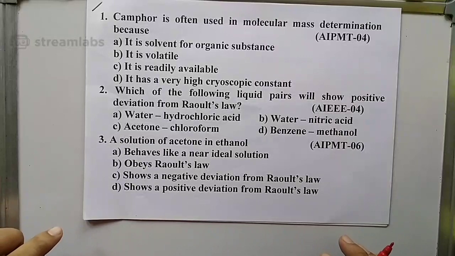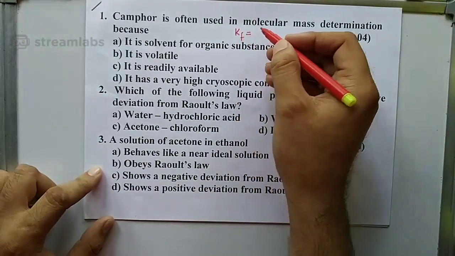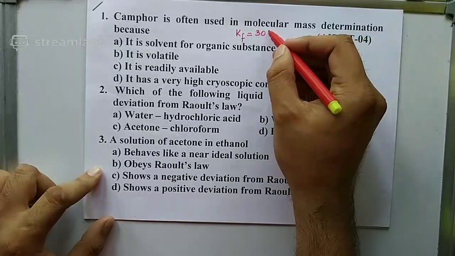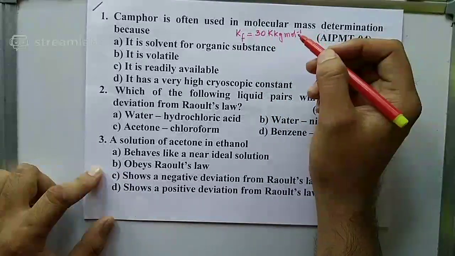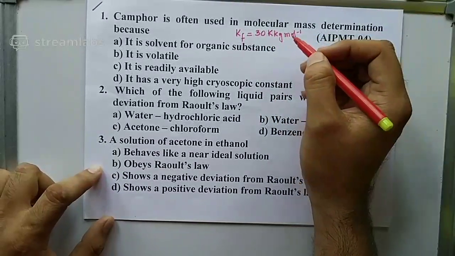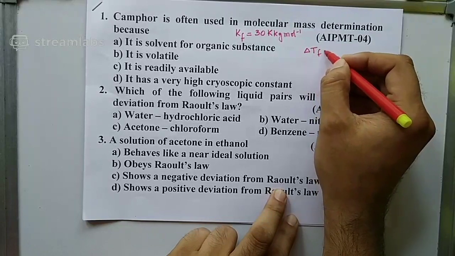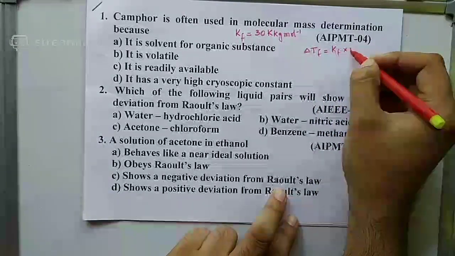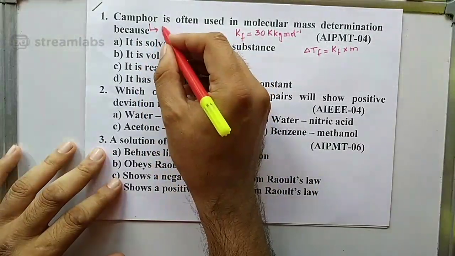We know that camphor is a very volatile substance, and you should know that the value of Kf for camphor is equal to 30 Kelvin kg per mole. Since the value of Kf is very high, it can be used for the determination of molar masses using the delta Tf formula. We know that delta Tf will be equal to Kf into m. Since the Kf value is very high, you can determine the molar mass of a substance using this as a solvent. Camphor can be used as a solid solvent.